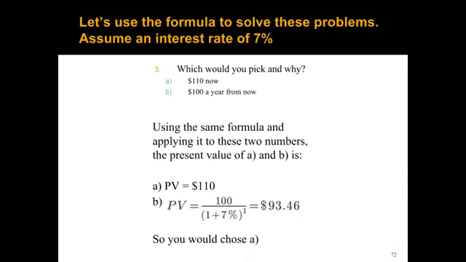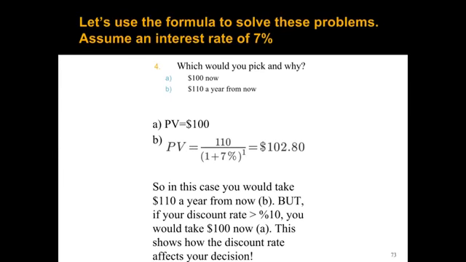Okay, so now let's look at, would I rather have $110 now or $100 a year from now? And $100 a year from now I've already done, which is that $93.46. And part A is again now, so I don't need to do anything, it's $110. So we would choose A.